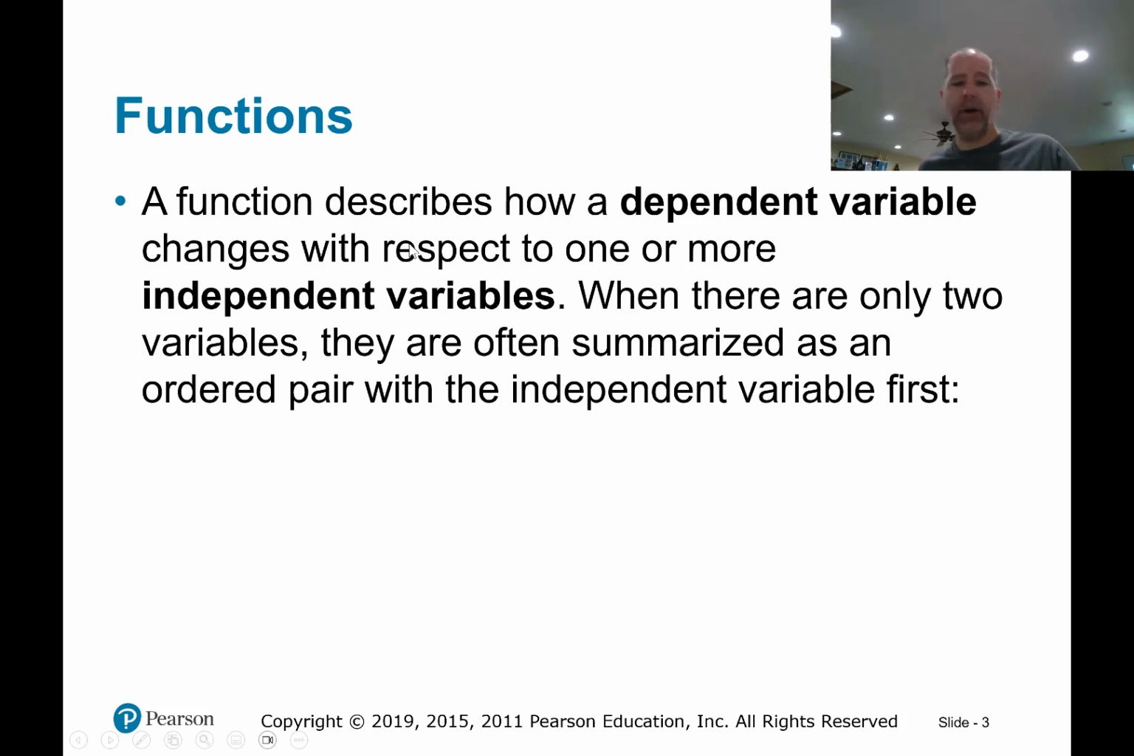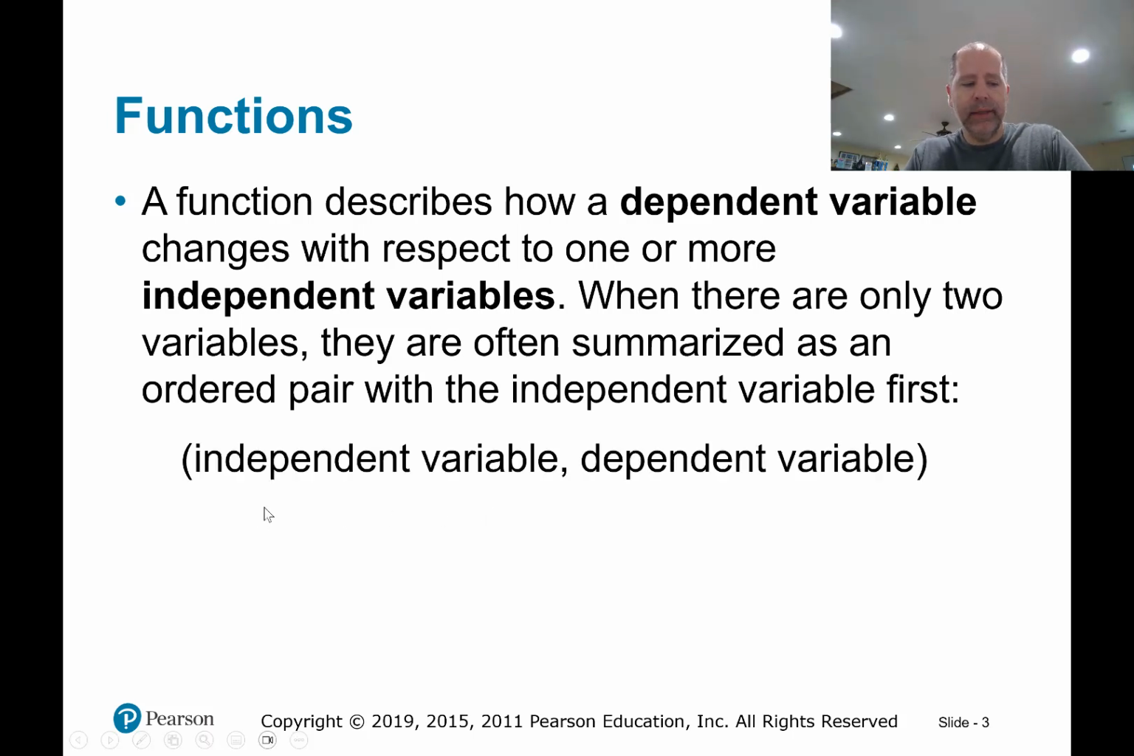Okay, so a function describes how a dependent variable changes with respect to one or more independent variables. When there are only two variables, we often summarize it as an ordered pair with the independent variable first. So this is where we get our x and y coordinates. We have the dependent variable and the independent variable, and a function describes how the dependent variable is affected by the independent variable. There could be more than one independent variable in a function, but we typically deal with two variables, one independent, one dependent.